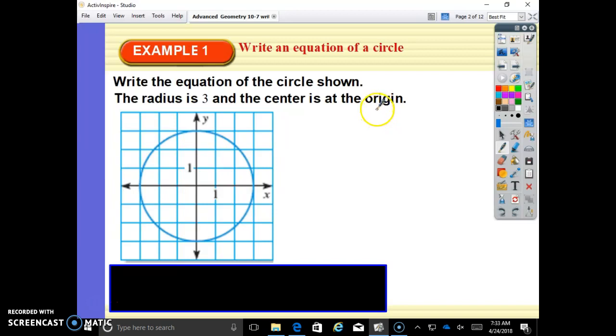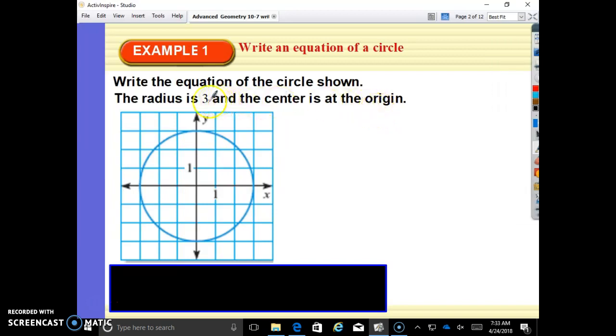Write the equation of the circle shown. The radius is 3 and the center is the origin. So the first thing you need to know is what is the equation to write the equation of a circle?